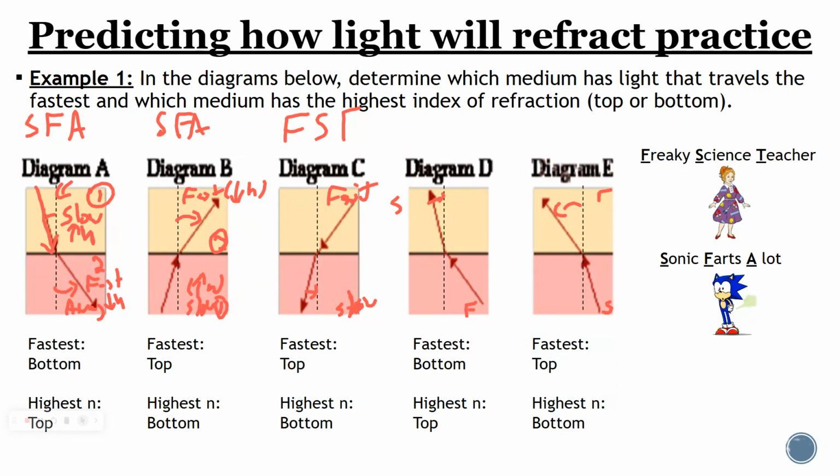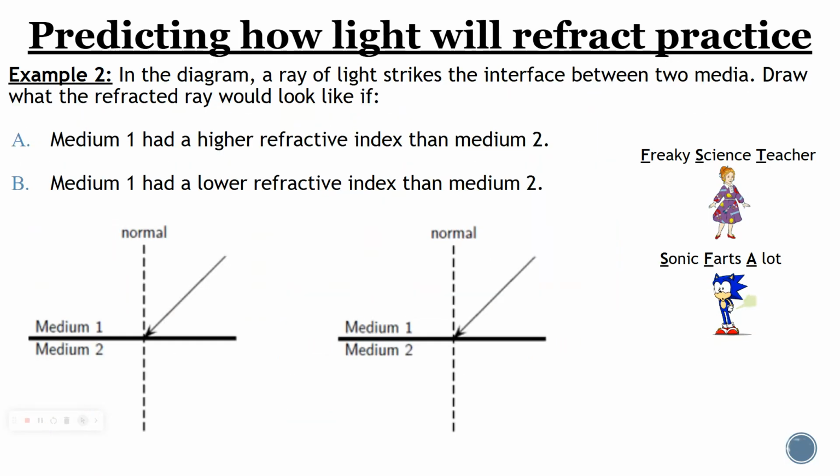And so that's how you would approach this type of problem, where you have everything filled out for you, but you just have to figure out where you have the slowest light, fastest light, and therefore where you have the highest N and the lowest N. All right, in this question, you're going to predict the path of light in the different circumstances provided. So you have 2 media, medium 1 and medium 2.